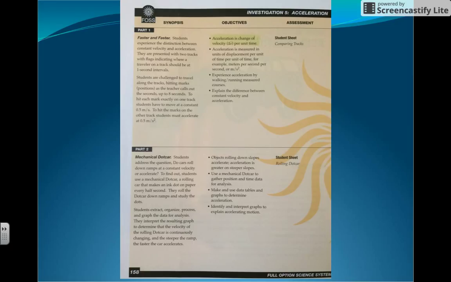So there is some more lab notebook practice, and then there is an active investigation.